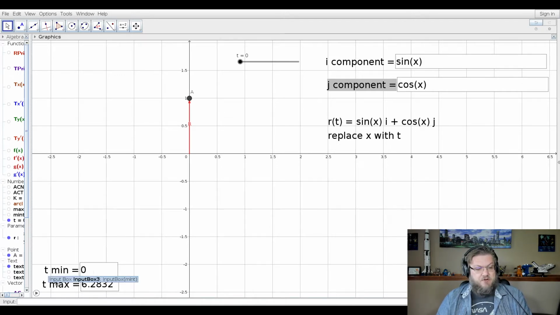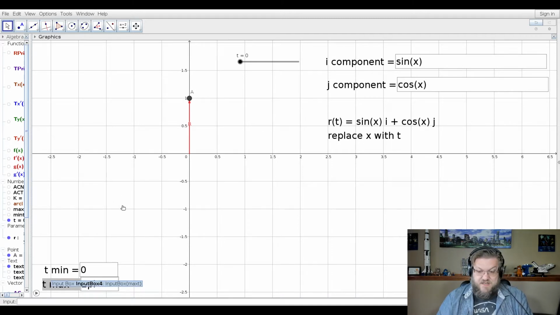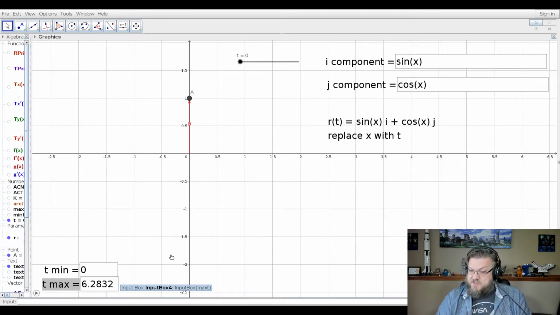T min is 0, and maybe the max time, this is a weird time, isn't it? But that's actually 2 pi. And so if you just go here and type in 2 pi, TPI, and hit enter, it puts in 2 pi for you. And so now I can just have it graph where we're at, right?